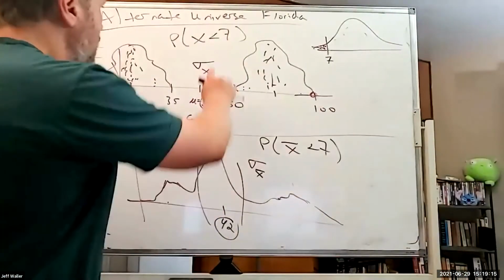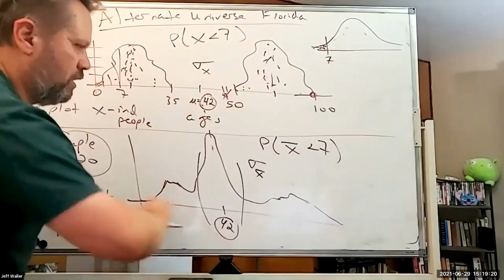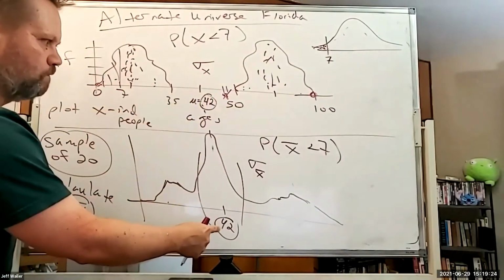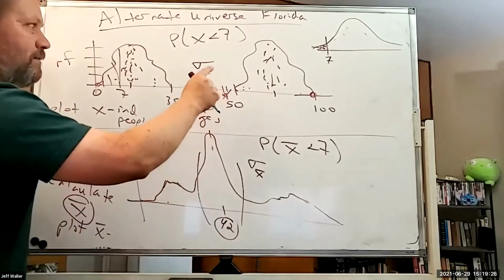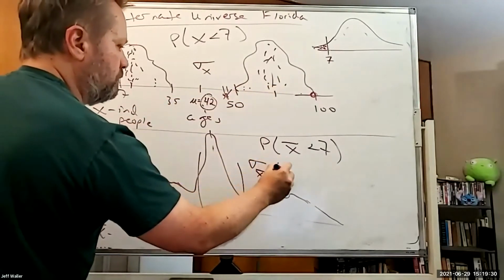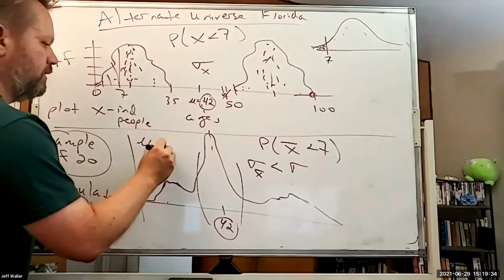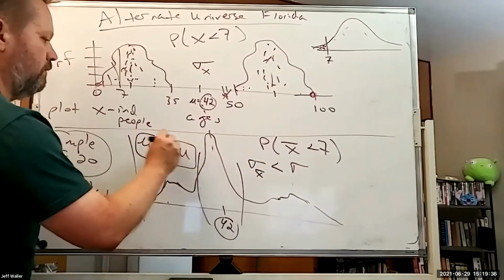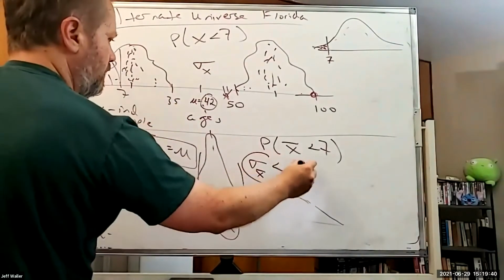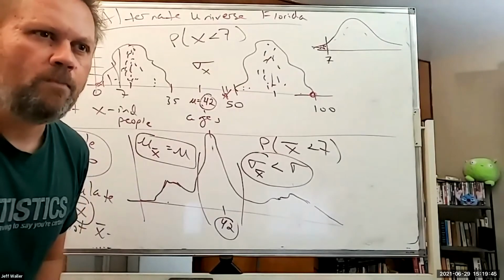So if I take a group of 20, will that change the overall average? No. The mean stays the same. But does the spread stay the same? No. It gets smaller than what it used to be. So the mean stays the same, but the spread, the standard deviation, gets smaller.